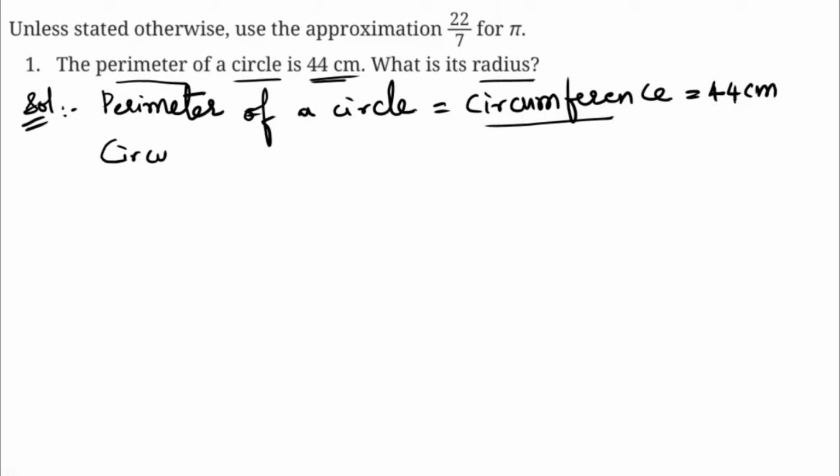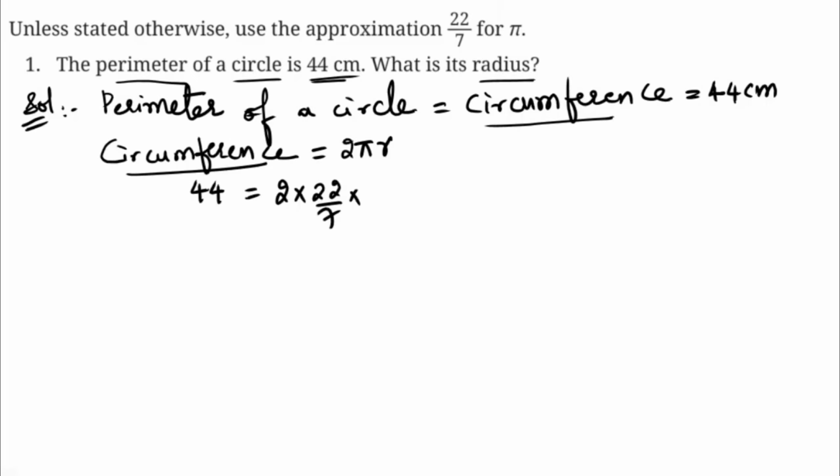Let us write down circumference is equals to 2 pi r. Okay, so circumference is given as 44. 2 into what is the value of pi? We have to take 22 by 7 into r. Okay, so 2 into 22 is 44 by 7 into r.